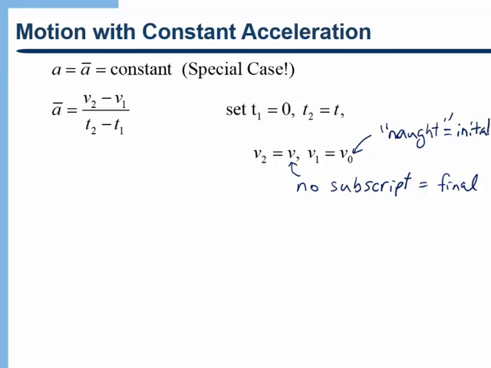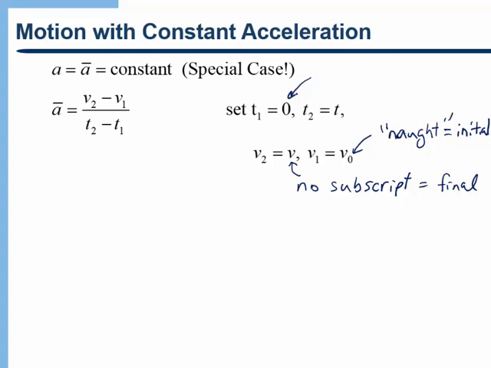Say that a bunch of times to yourself. Naught means initial. Okay, so no subscript is final. Naught means initial. The other thing we're going to do, just to make the formulas a little bit simpler, is we're going to set the initial time to be 0. Think about any motion you're looking at. Just imagine that you always make sure to start your stopwatch at 0. So we don't lose anything by doing that.